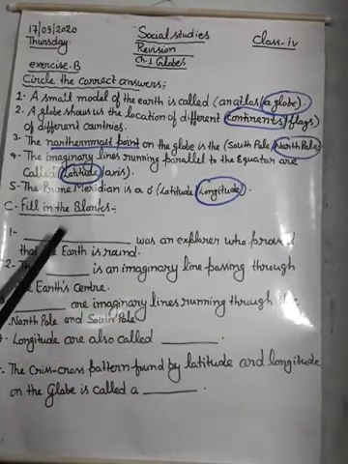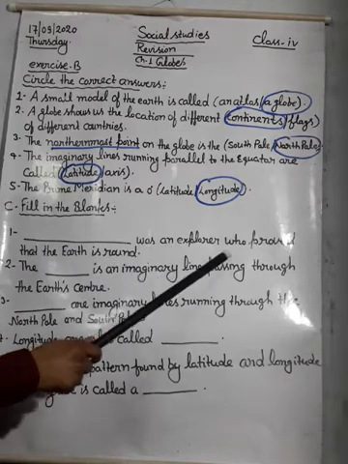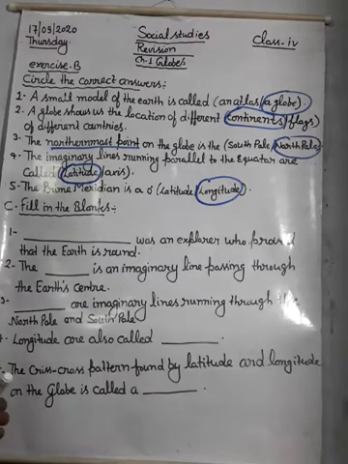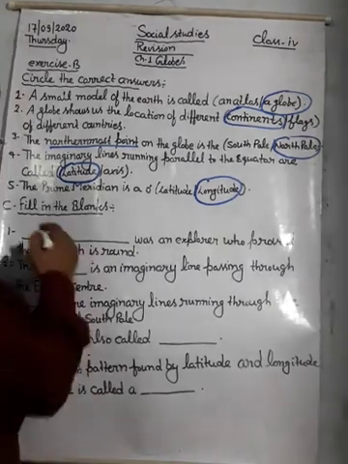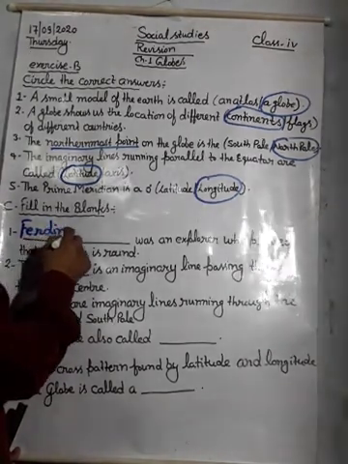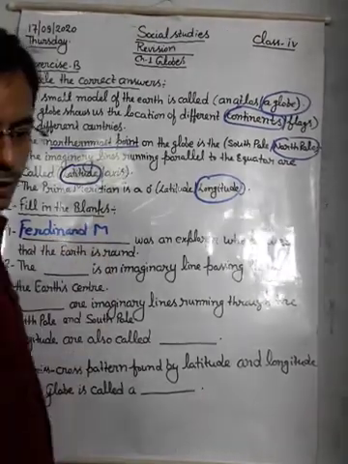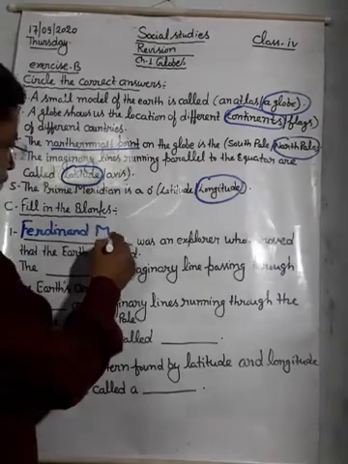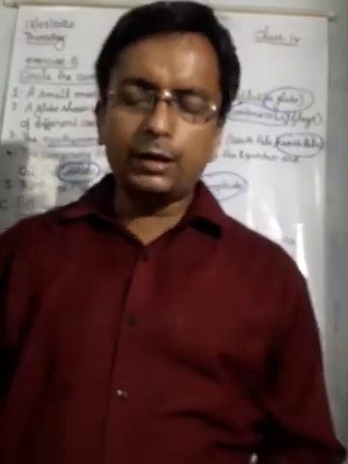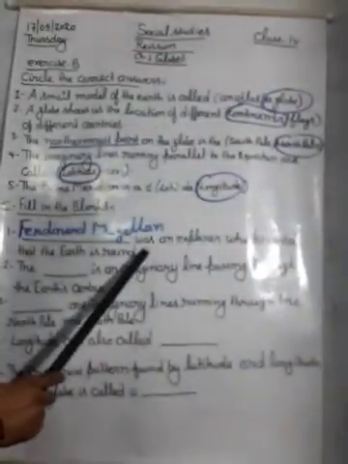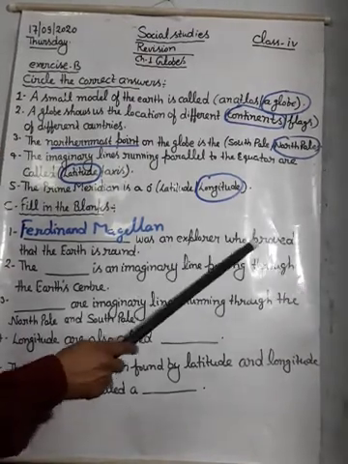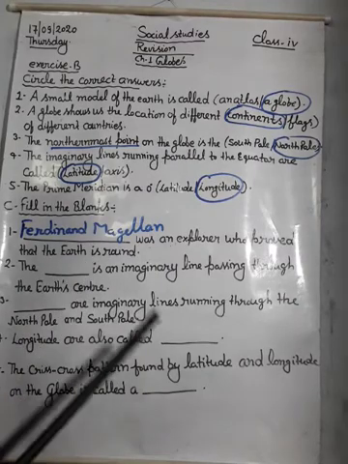Next is fill in the blanks. Dash was an explorer who proved that the earth is round. The name of that explorer is Ferdinand Magellan. Ferdinand Magellan was an explorer who proved that the earth is round.